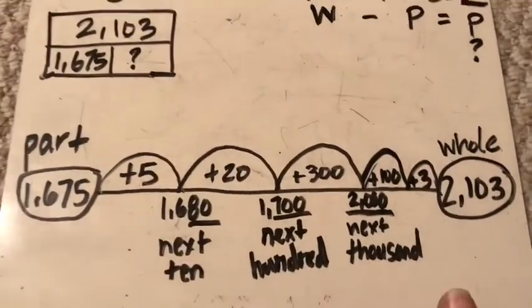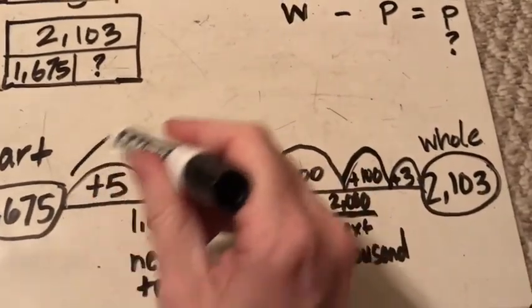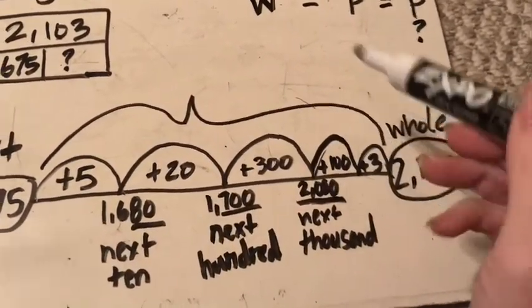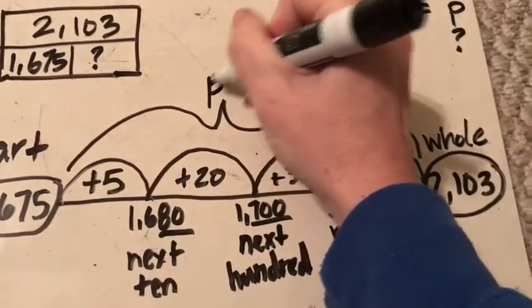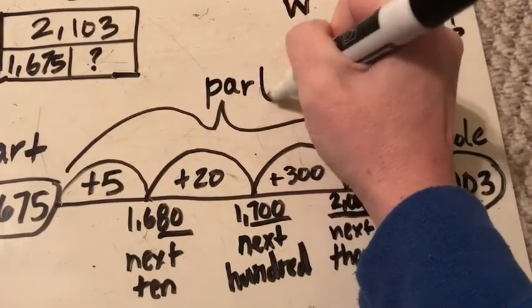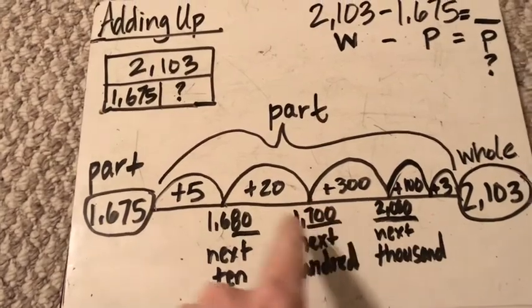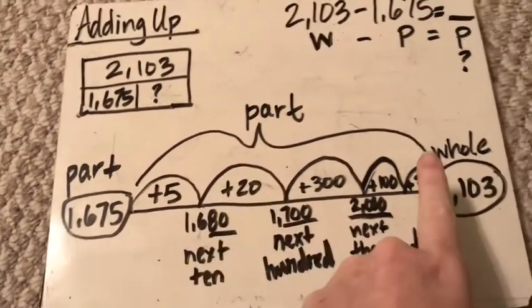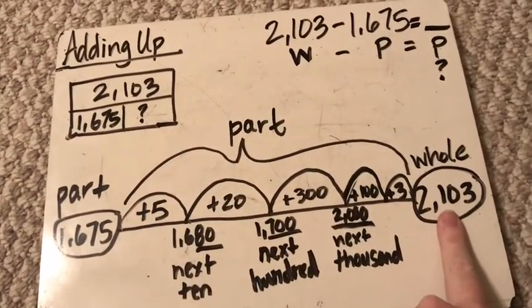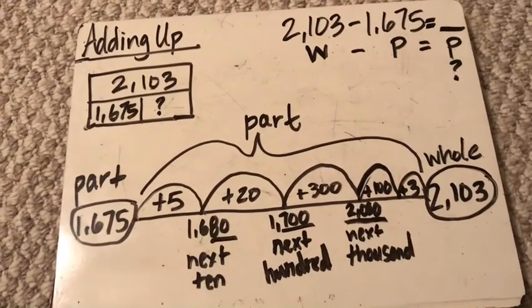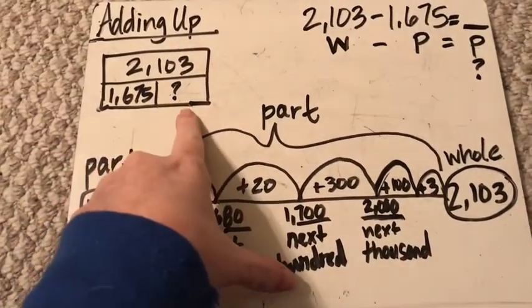Now when I'm looking at my open number line, these chunks along the open number line, when I put them together, they're going to give me the other part that I need, so that I can have part plus part would get me up to the whole. And then if I know what that other part is, that's going to also be my difference.